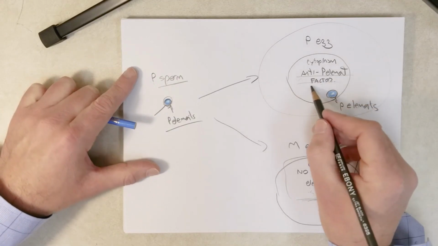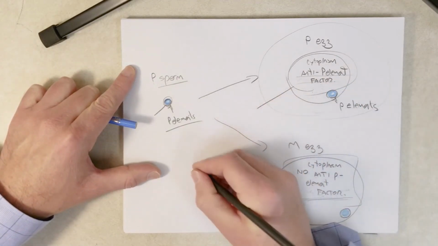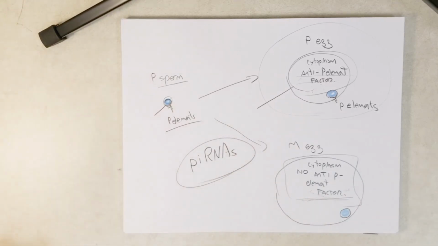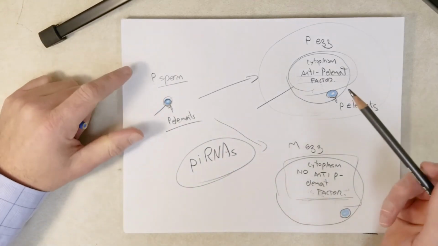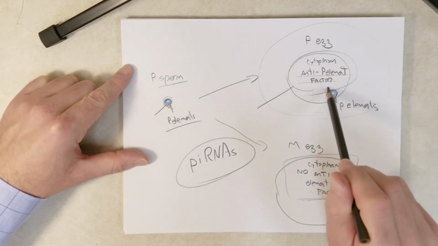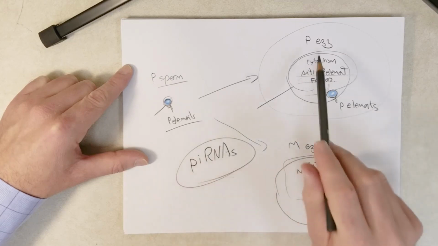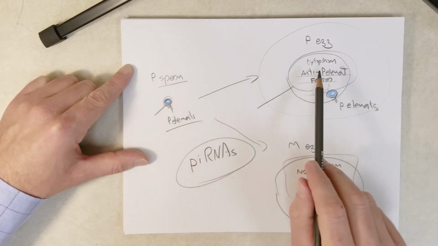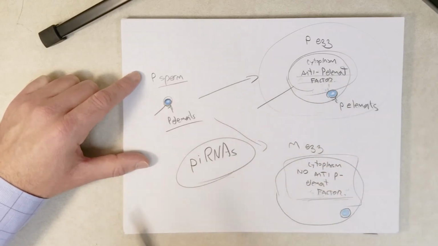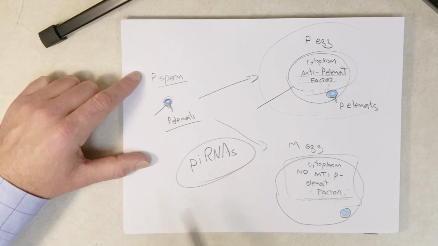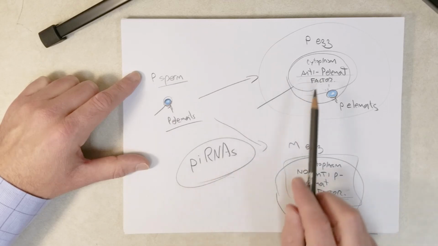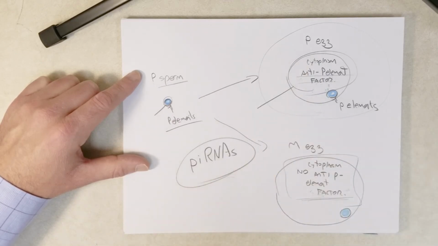So what is the anti-P element factor? Well, those are going to be these things called piRNAs. And as promised, in a future lecture, we are going to see why piRNAs accumulate in the cytoplasm here of the P eggs, and why they are sufficient to suppress P element activation in these flies right here. Oh, in the flies resulting from the zygotes after fertilization of the P egg.